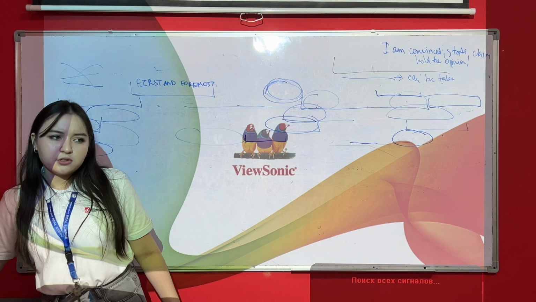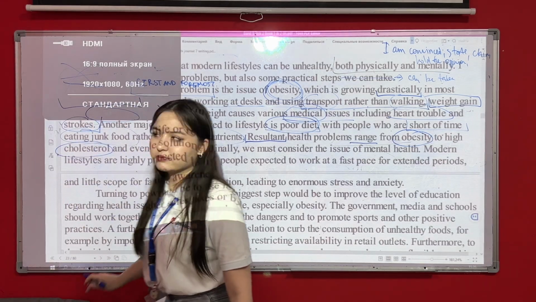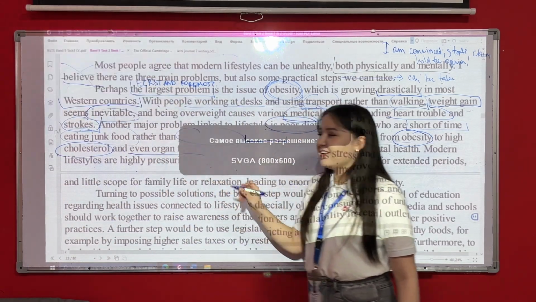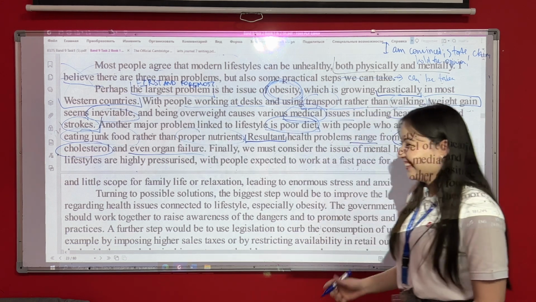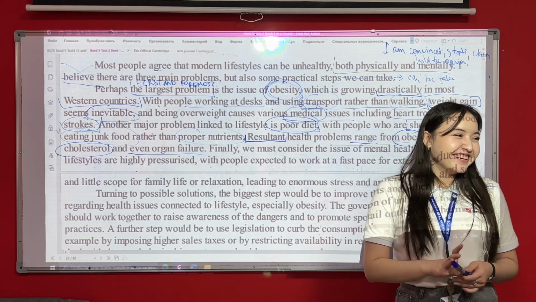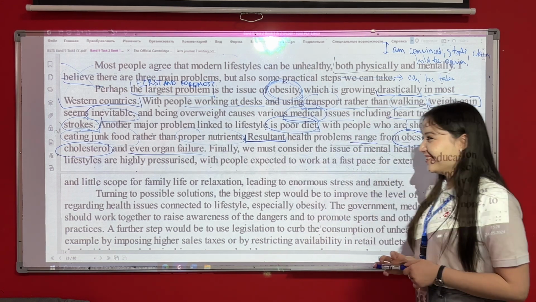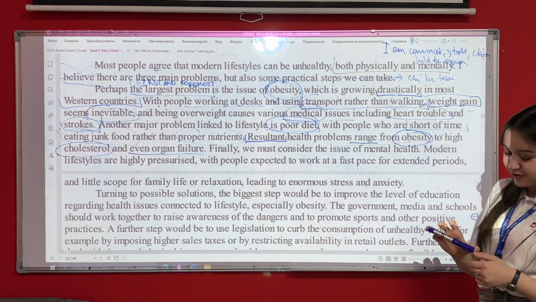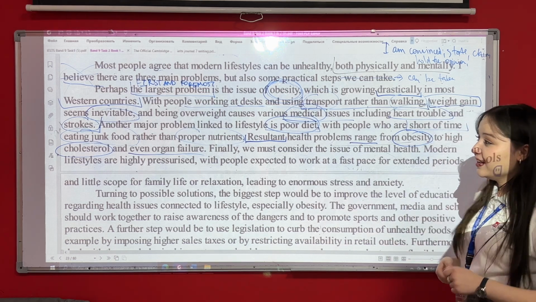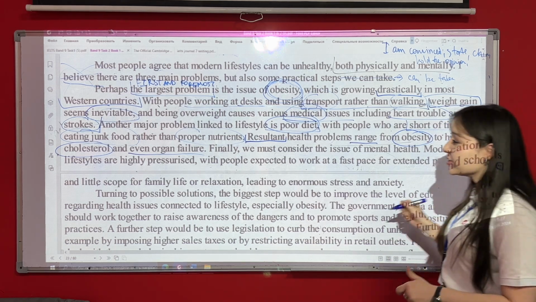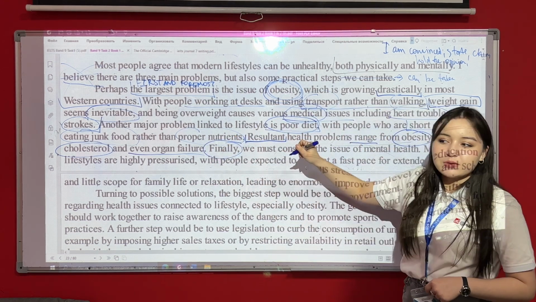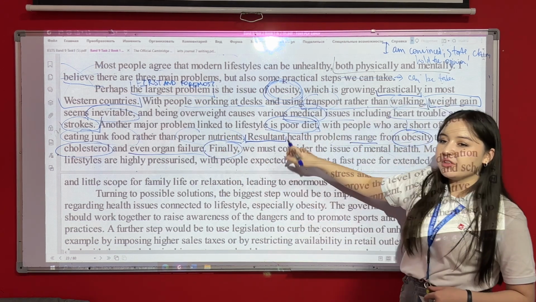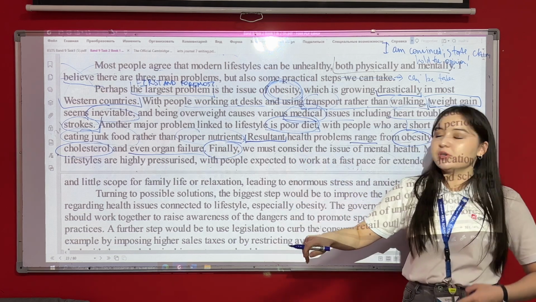What does organ failure mean? Расстройство. Отказ какого-то органа, правильно? Расстройство органа. Oh my god. Расстройство печени. Okay, good. That was this. So here, and the last one, this is about finally. Again, linking words. It showed that we will be reading about the third problem, right?